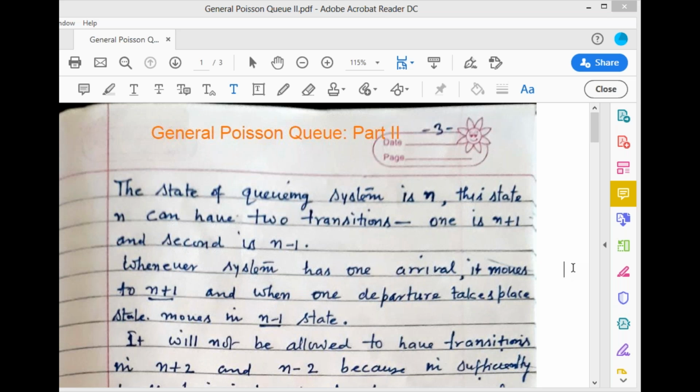If we revisit the previous lecture, then the n state of this queuing system means it has n customers. This can move into other states.